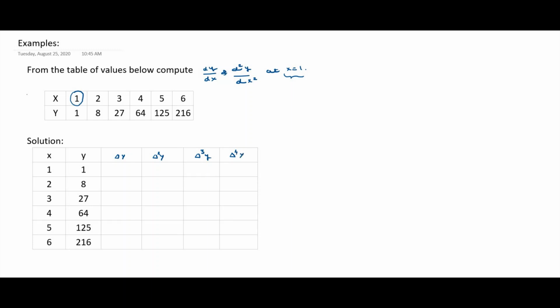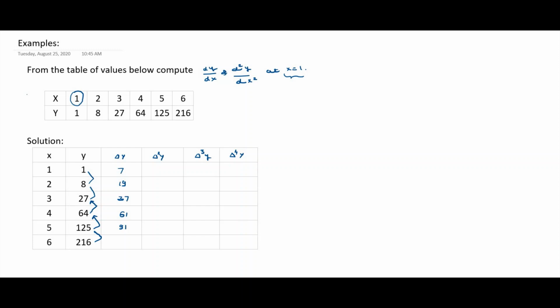Now we have to construct the difference table by subtracting. Now second term minus first term, 8 minus 1. 8 minus 1 is equal to 7. Similarly 27 minus 8 is equal to 19. Next 64 minus 27 is equal to 37. 125 minus 64 is equal to 61. And at last 216 minus 125 is equal to 91.